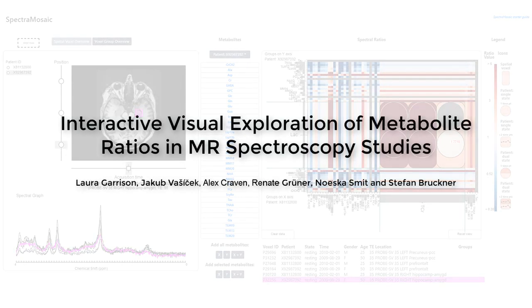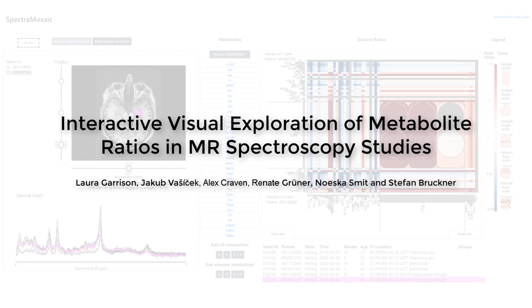SpectraMosaic is an exploratory tool developed for the interactive visual analysis of magnetic resonance spectroscopy, or MRS, data. It is the first of its kind to allow comparison of spectral metabolite concentration ratios across multiple dimensions at group and individual levels. This design study for a novel MRS visualization method was performed in close collaboration over several iterations with experts in MR spectroscopy research.